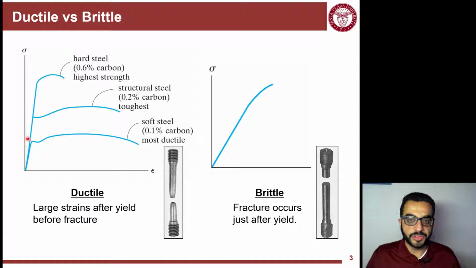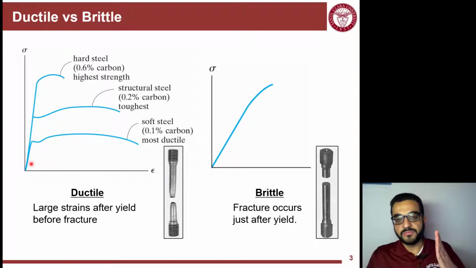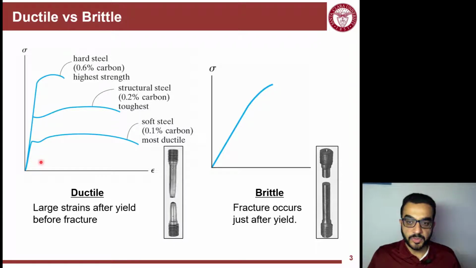All of them have the same E. Steel, regardless of what type of steel we're dealing with, has the same Young's modulus. The more carbon you add, the further you push the proportional limit, so it can take more deformation in the elastic region, but the slope, or the stiffness, is still the same.